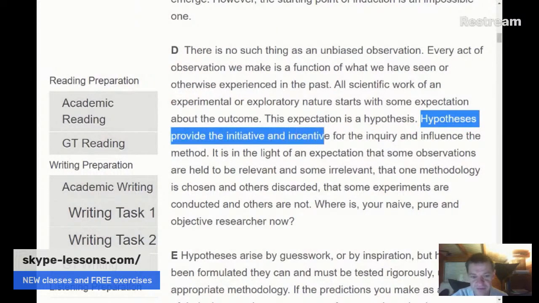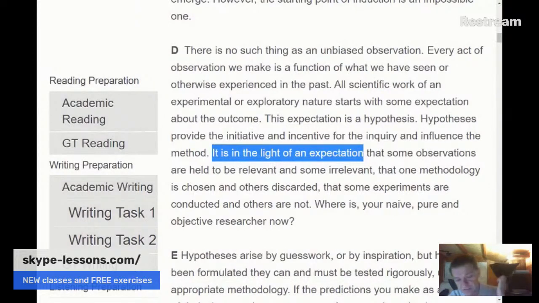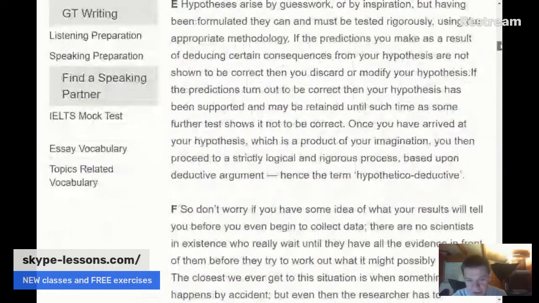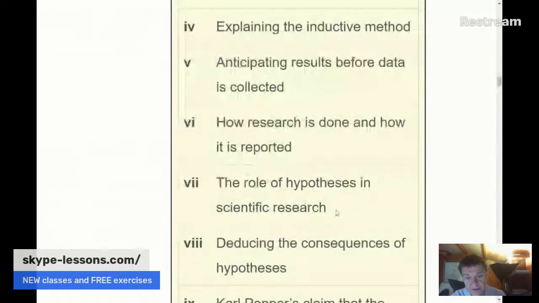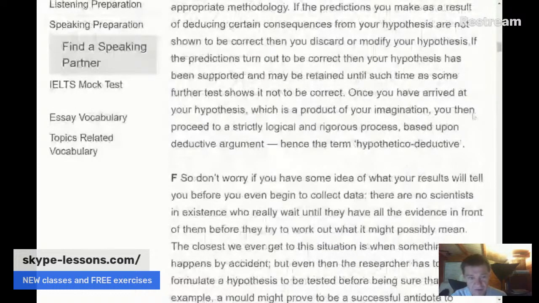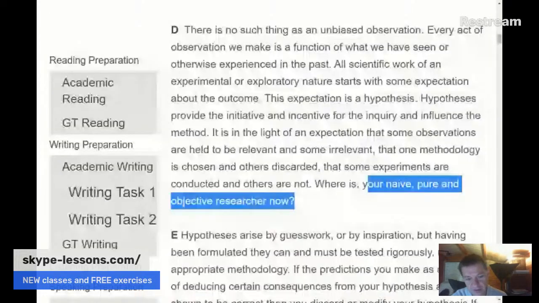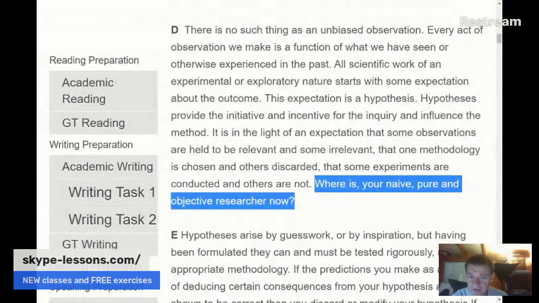And so hypotheses provide the initiative and incentive for the inquiry. And it's in light of the hypothesis, yeah, of the expectation, that some observations are held to be relevant, some irrelevant. One methodology is chosen, another discarded, or some experiments are conducted while others are not. And that's why this is certainly the role of hypotheses in scientific research. Notice that it actually mentions research right at the bottom. Yeah, where is your naive, pure and objective researcher now? So it's certainly about research, but it's about the role of the hypothesis in research.